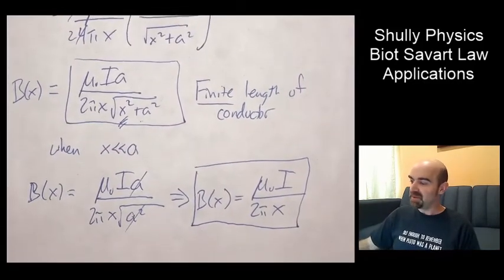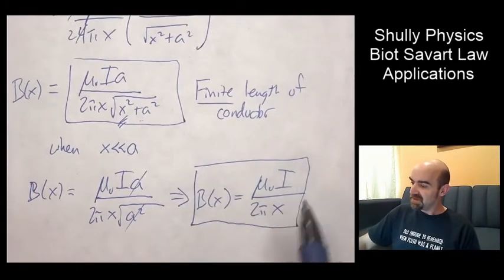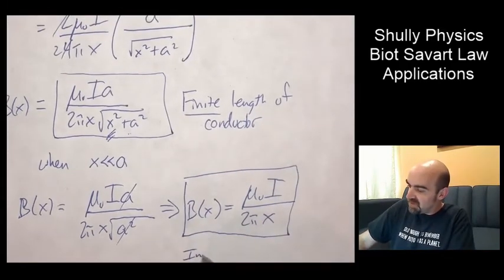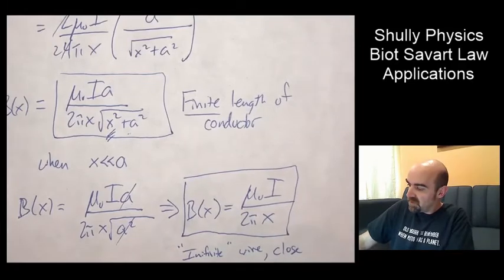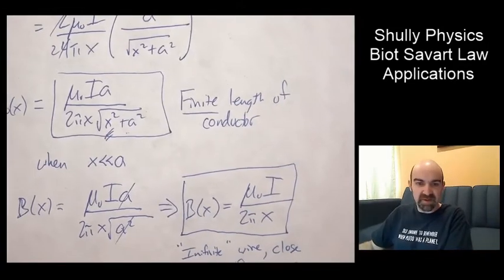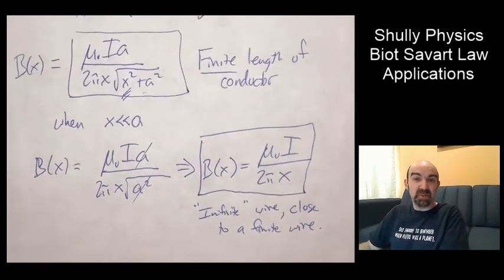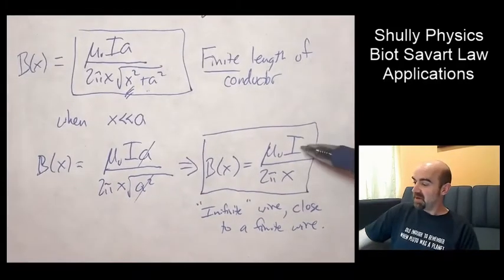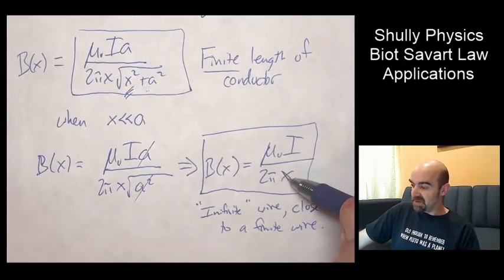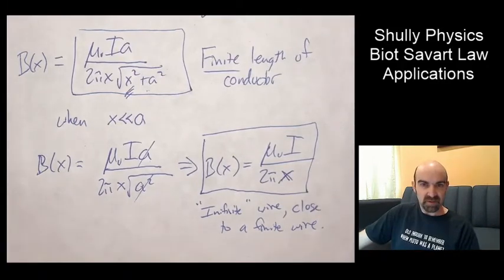And it's very practical. What we have here is an infinitely long wire, or close to a finite wire. That's the practical application. When we're close to a wire and there's a current I passing through it, we plug in the distance, how far we are from that wire. It's got to be close.